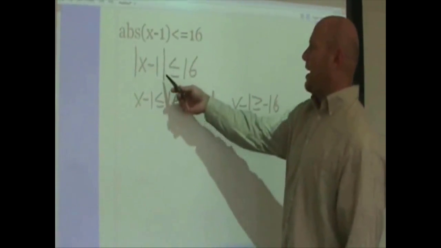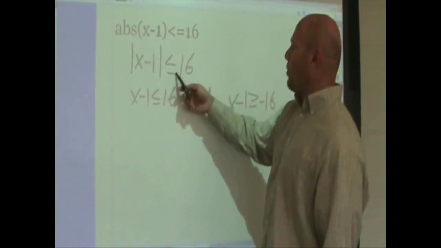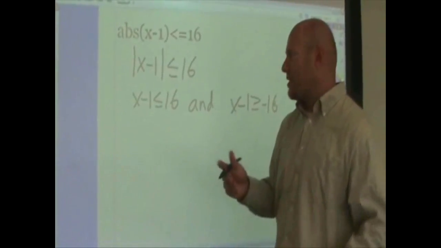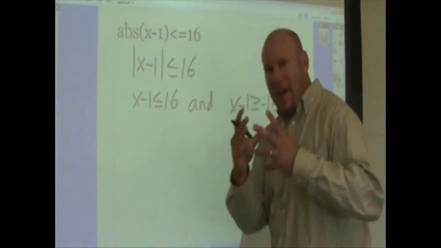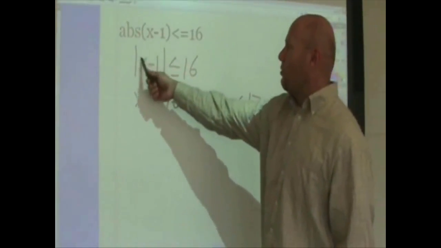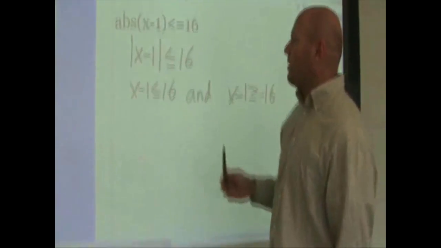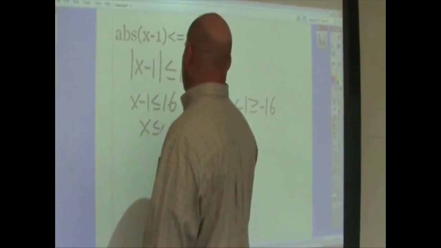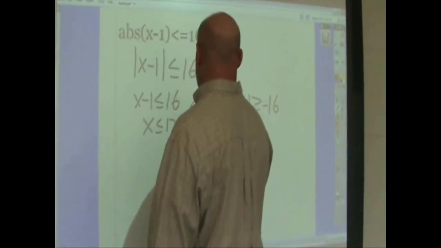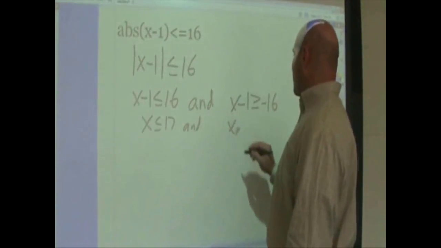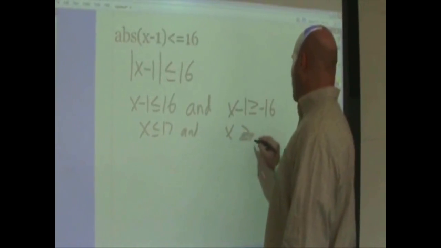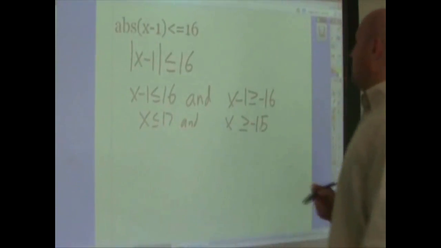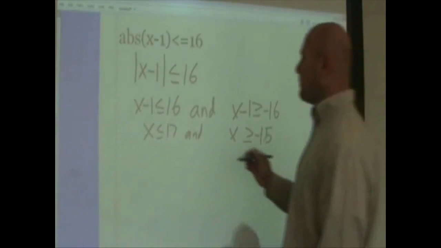By the way, the reason this one's an "and" is because to be smaller than 16, there's not a wide range of values that are going to be smaller than 16. There's only a certain compact set of numbers that you can plug in for x that's going to give you an absolute value that's less than 16. So x is less than or equal to 17, and x is greater than or equal to negative 15. Those are my values that I'm looking for.